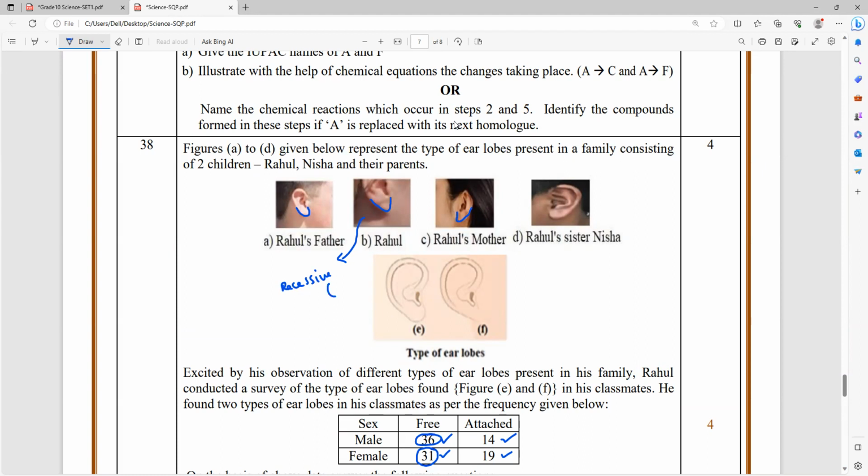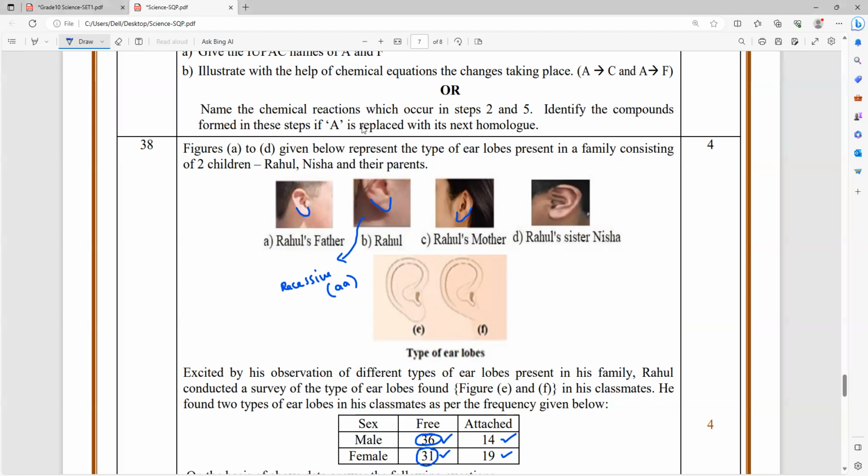Let me take a letter for the earlobe trait. I can choose any letter. So it is attached earlobe. Is attached earlobe recessive or dominant? It is recessive. Recessive means both letters are the same or different? Homozygous. Yes, it is homozygous. So for attached, let me take small a and small a. Is it okay, everybody?